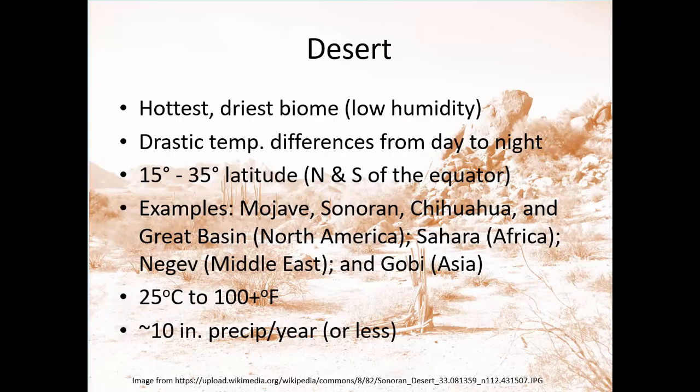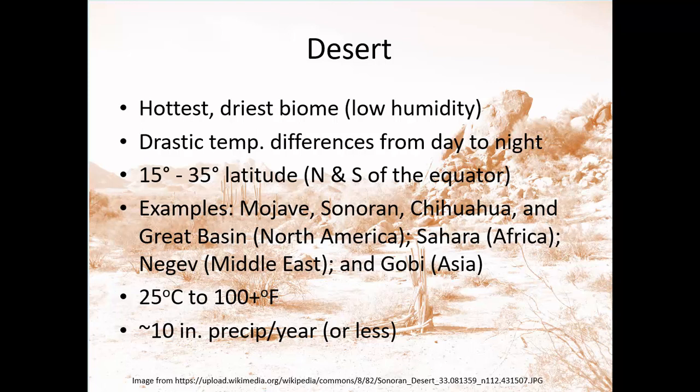Deserts. So Arizona State University is located in one of the large deserts of the United States, which is the Sonoran Desert. Other example deserts would be the Mojave Desert in California, the Chihuahua Desert in Mexico, and Great Basin Desert.